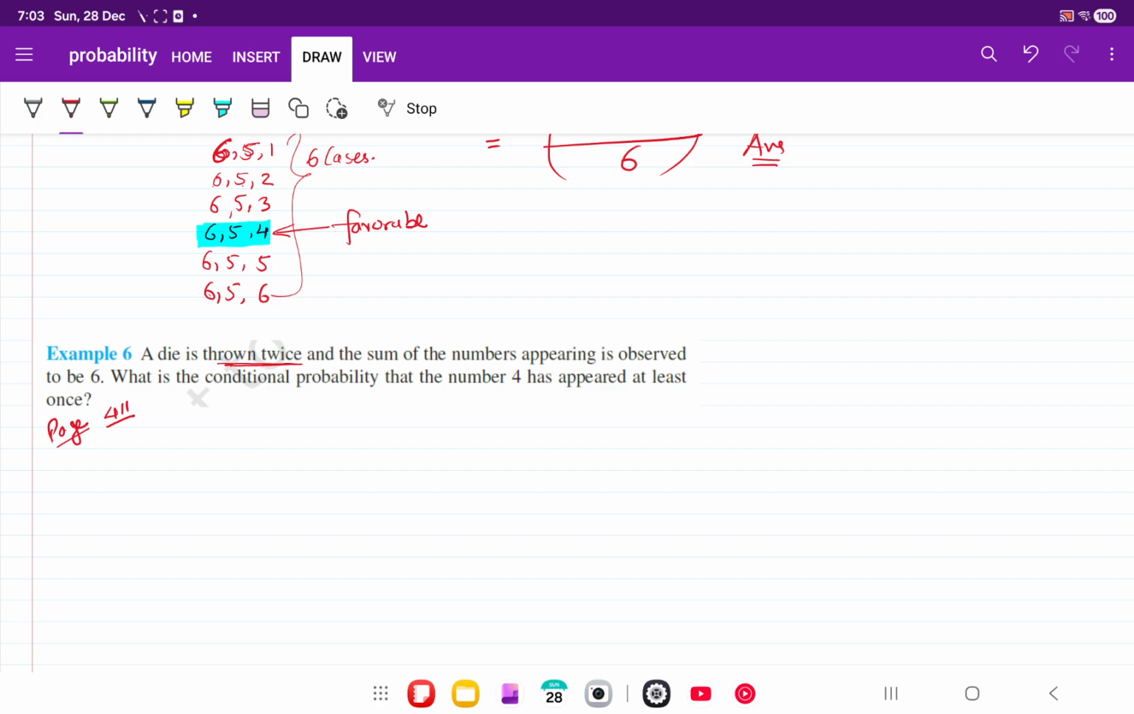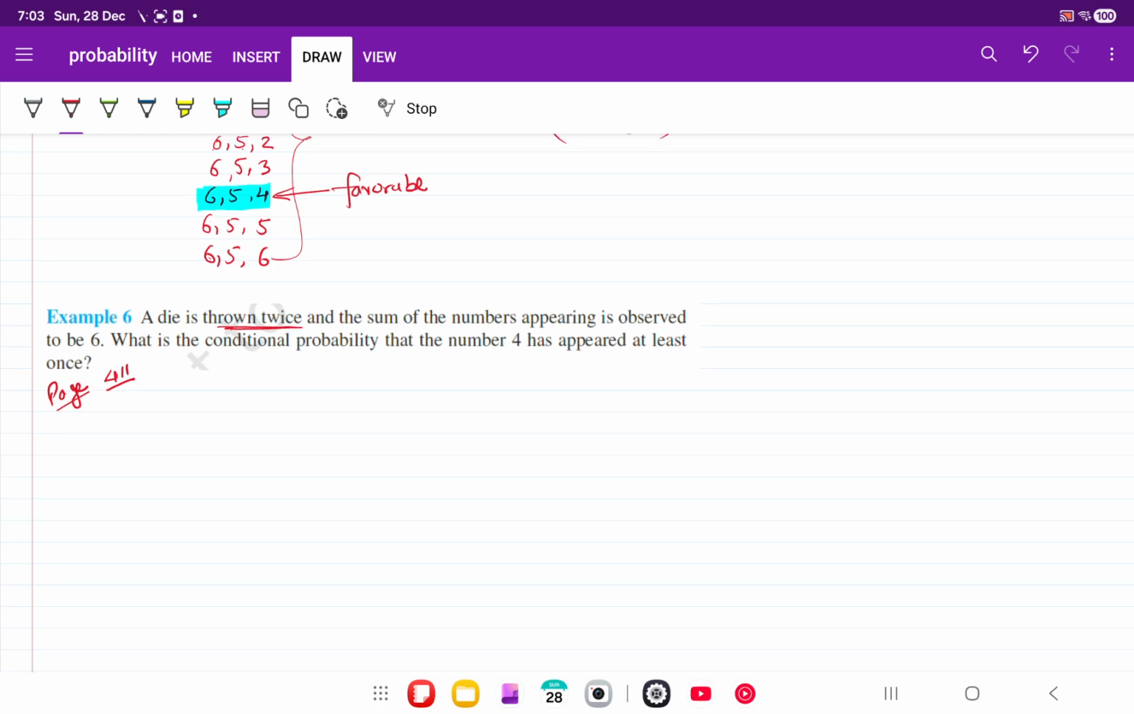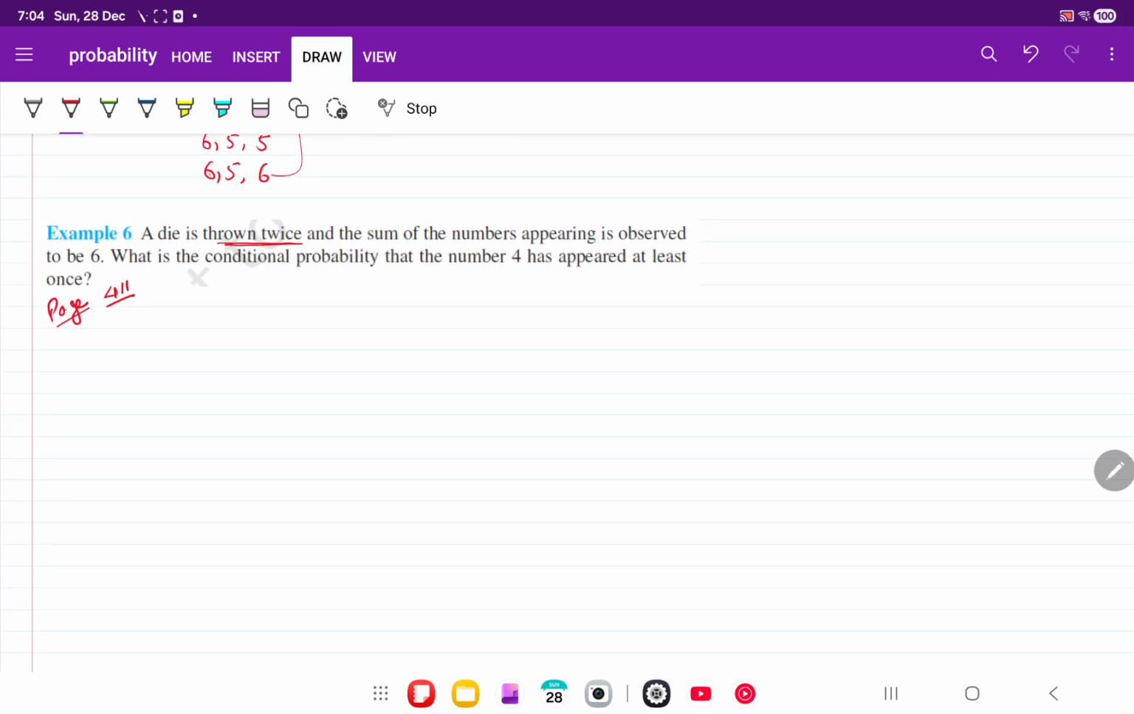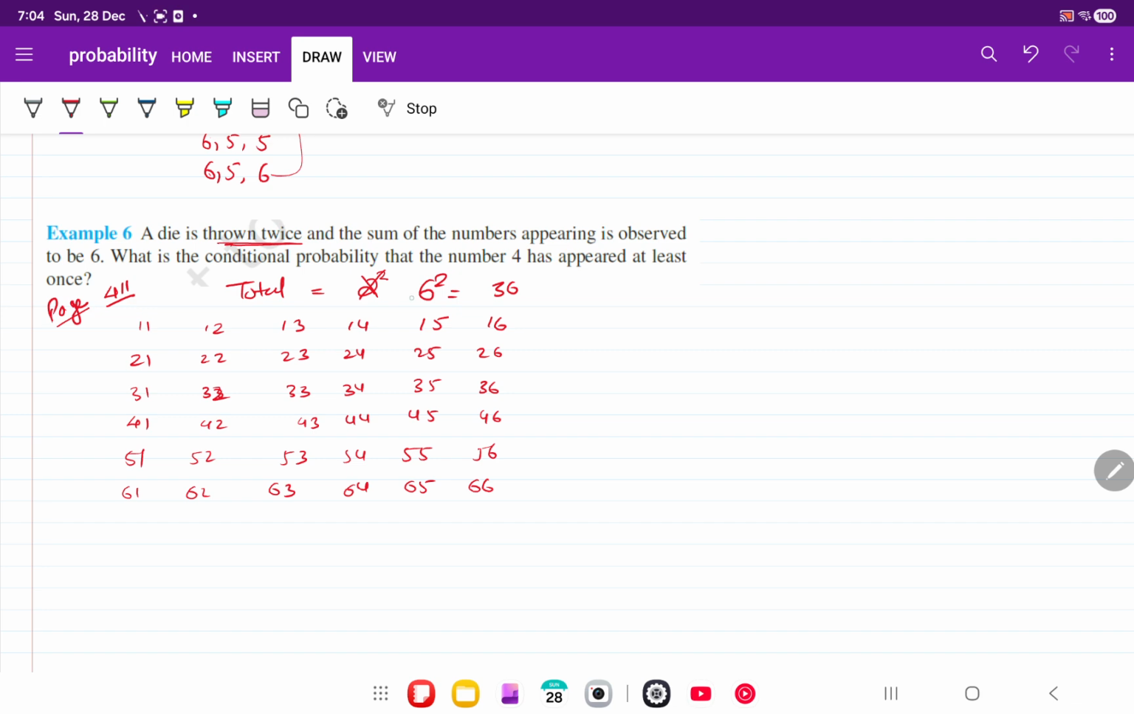So let's see. If a die is thrown twice, how many total cases will there be? Total means without condition only. We have not applied the condition so far. So total will be 6 squared, which is 36 cases. Let me write all 36 cases quickly for your understanding: 1 1, 1 2, 1 3, 1 4, 1 5, up to 6 6. In any problem, at least for 36 cases, you should write all the cases. It takes hardly 30 seconds.